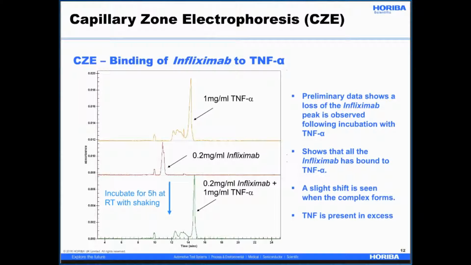The TNF-alpha in this study was present in excess, and we are in the process of carrying out experiments at various concentrations of Infliximab and TNF-alpha to confirm these findings. Other data has also shown that the time course of binding can be followed by running samples at different time points during the incubation step. We were able to see a gradual shift of the TNF peak as binding took place. That data isn't shown in this presentation. These preliminary data show that binding events can be followed using the HPCE 512, which can take the place of expensive ELISA measurements.